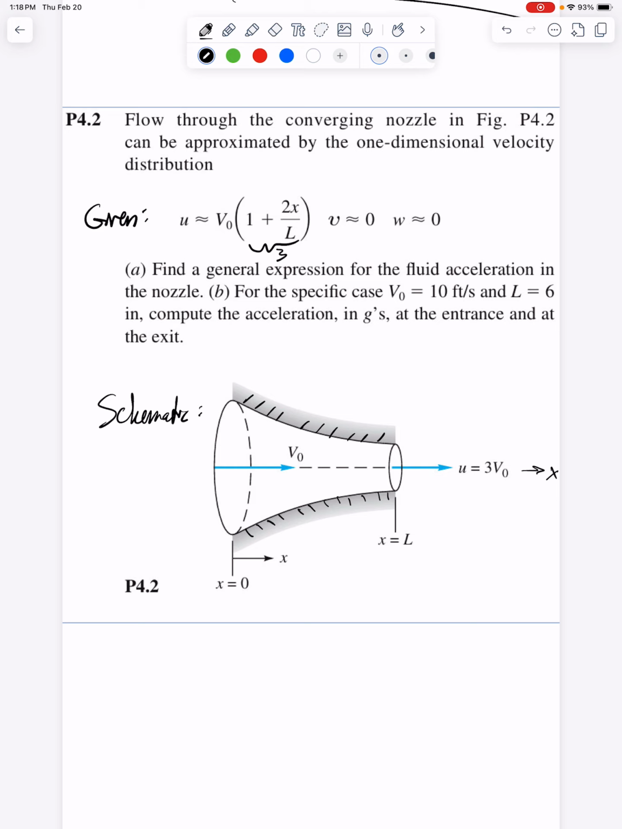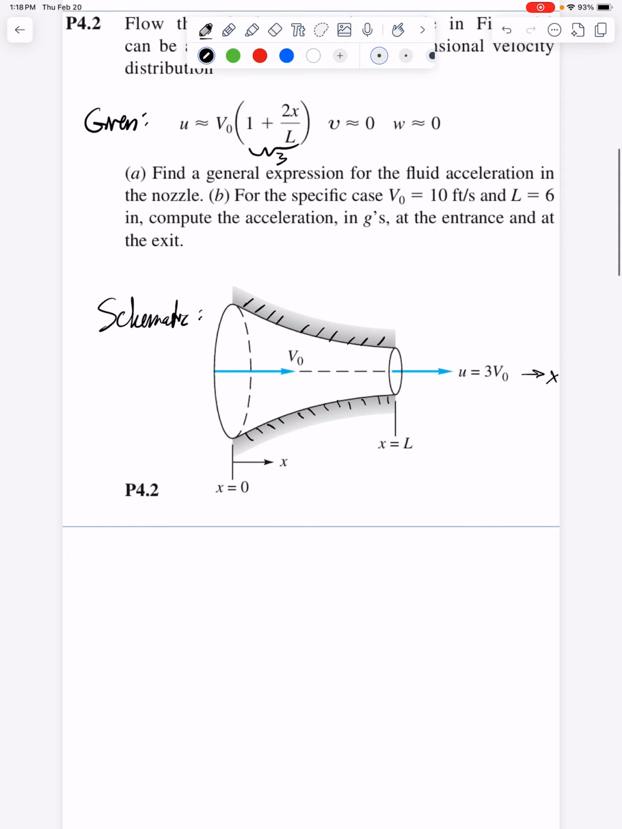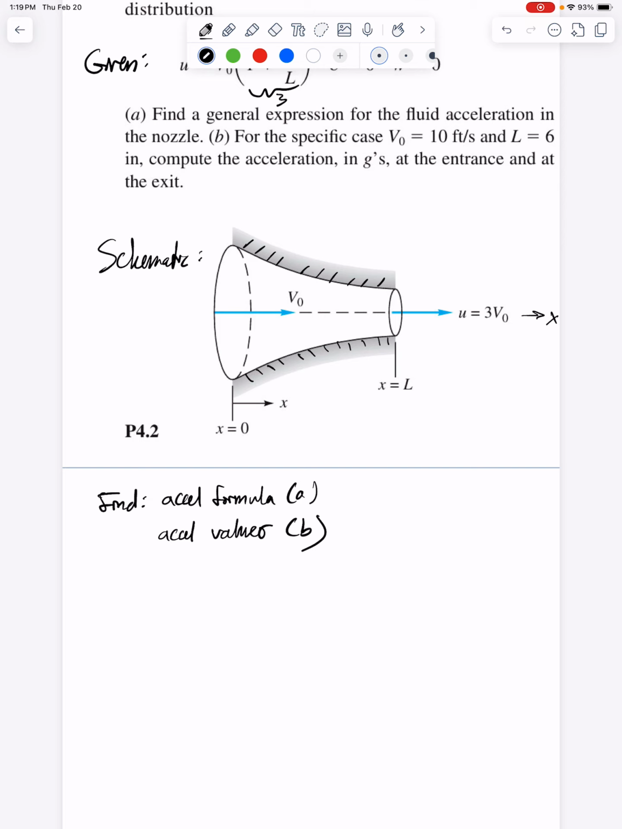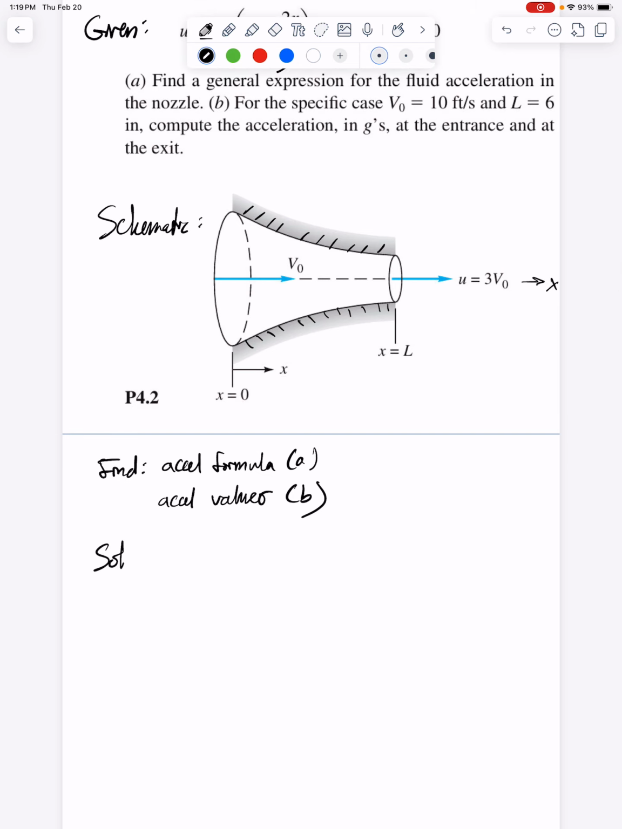So let's talk about the things we're interested in finding in this problem. We want to find a general expression for fluid acceleration, so we want to find the acceleration formula. And then we want to solve for the magnitudes of acceleration given some arbitrary values at the inlet and exit. Earlier I was going on a weird tangent because I was thinking about the wrong section. So here's my solution.